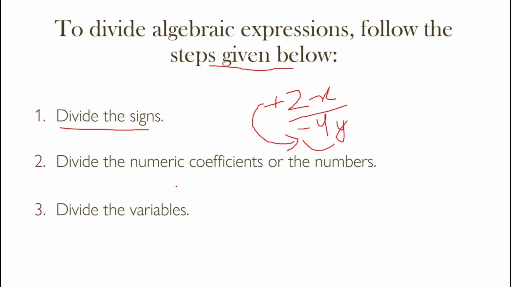We'll learn about it in the upcoming slides, but you should get an idea what I mean by dividing the signs, right? Second is we divide the numeric coefficients or the numbers present in the algebraic expression. Like in this case, the numbers are 2 and 4. So second step would always be divide the numbers, whatever numbers are present in your algebraic expressions, divide them. And the third and the last is divide the variables. Whatever variables are present in the algebraic expressions, we divide them. Like there is x and there is y. So we'll divide them. How to divide them, that we'll learn in the upcoming slides.